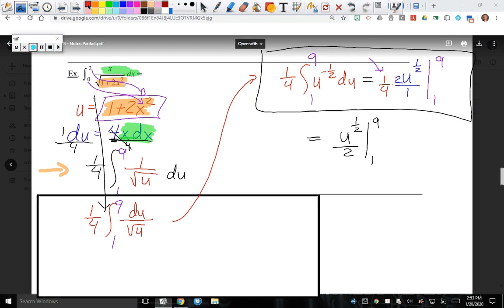Now, if you make that square root of u, it's the same. So look at that. Plug in 9. What's the square root of 9? 3. So 3/2. That's f of b. Just plug in 1. 1/2. So my answer is 1.